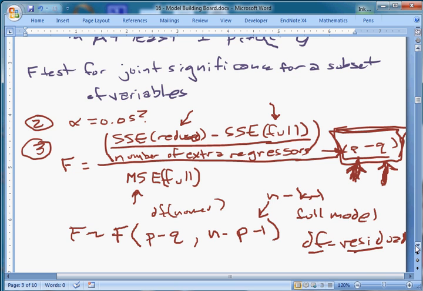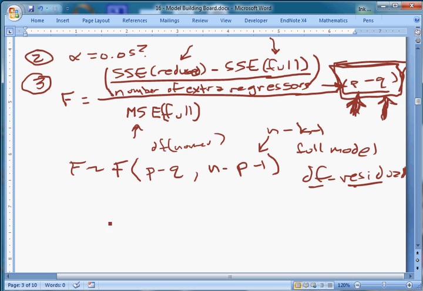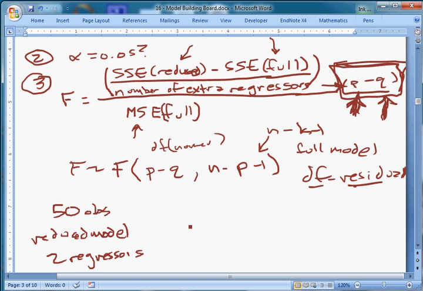So what would this look like? Well, let's say you had 50 observations, and your reduced model had 2 regressors, and your full model had 4 regressors. And you want to know if those extra 2 that you've added are of any use. Well, what you're going to do is run those regressions. You're going to take the sum of squared errors from the reduced model, subtract the sum of squared errors from the full model, and then divide by 2, because that's your number of extra regressors.